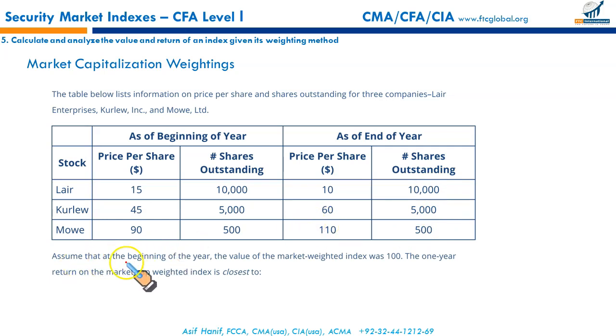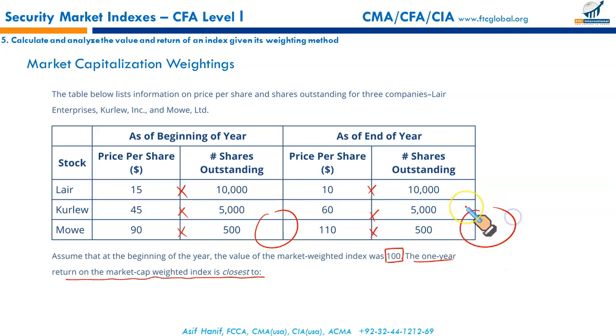We now need to calculate what? Assume that at the beginning of the year, the value of the market index was 100. The 1 year return on the market cap weighted index is closest to what? What you should do first is calculate the total market cap at the start and the total market cap at the end, and see the difference. So, straightforward: 15 times 10,000 plus 45 times 5,000 plus 90 times 500 gives you a total of 420. This is the opening market cap. Closing market cap: 10 times 10,000 plus 60 times 5,000 plus 110 times 500. It gives you, I miscalculated, 455.